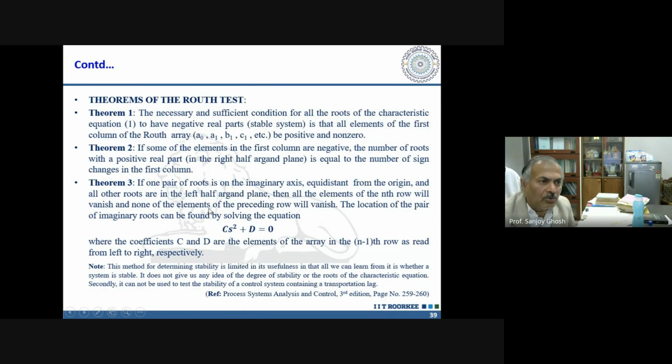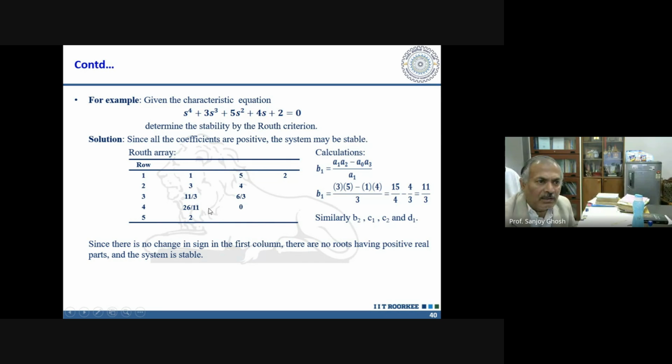आज मैंने I do not go into details much into this. एक बोल के छोड़ देता हूँ. Now look at this. I have just given an example. This is the characteristic equation, s to the power 4 and so on. These are 4-degree polynomials, and now look at all the coefficients, they are positive. So this system will be stable.